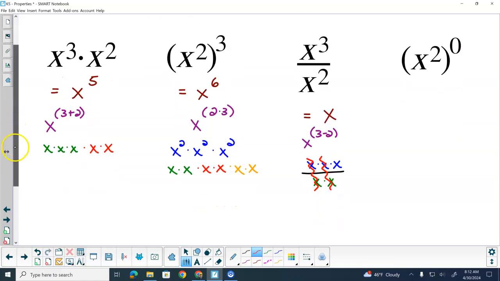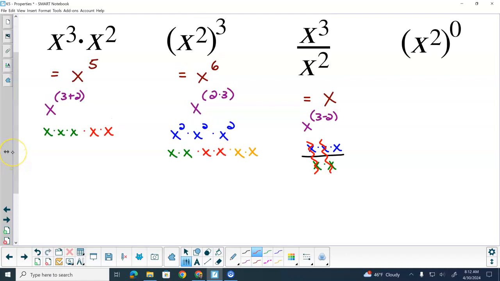Follow up to that one. What if we would have flipped that around? What if we would have had x squared over x cubed? What would our answer look like then? Ooh, that's what I'm saying. I won't put you on the spot.